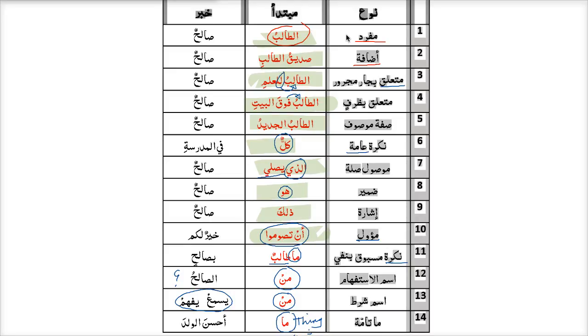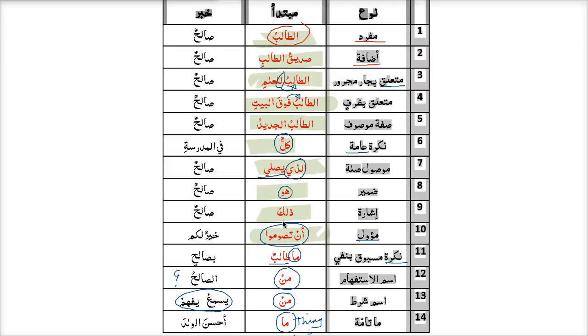A subject can be a mufrad. It can be an idafa like sadiqul talib. You can say akala at-talib. You can say akala sadiqul talib. You can say akala at-talib lil-ilm, the student for knowledge ate. At-talib fawq al-bayt, the student on top of the house ate. At-talib al-jadid, the new student ate. Kullun, everyone ate. Alladhi yusalli, the one who is praying ate.